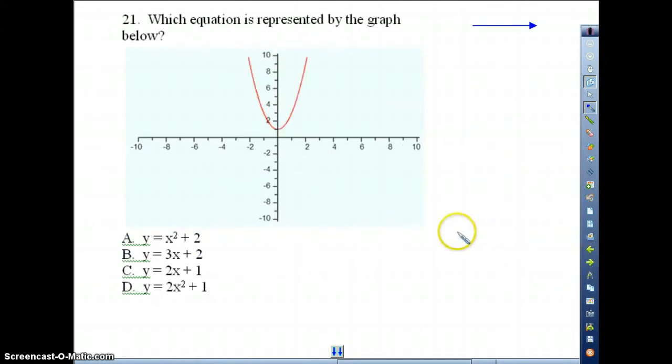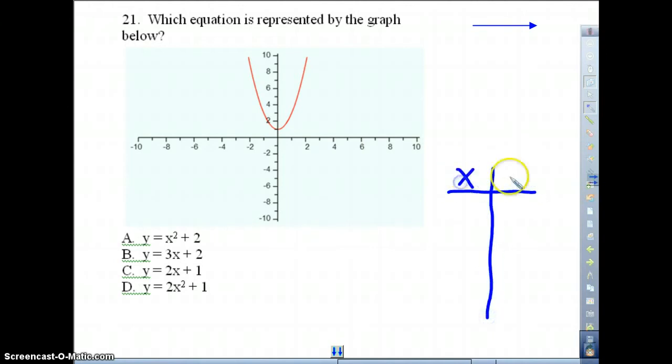21, we're going to do the exact same thing. Which equation is represented by the graph below? I wished I had some ordered pairs. I can name that ordered pair right there. What's the name of that ordered pair? 0, 1. I'm going to test that one out and see what I get. If I put in a 0 for x, 0 times 0 is 0, plus 2 equals 2. They say the answer is 1.